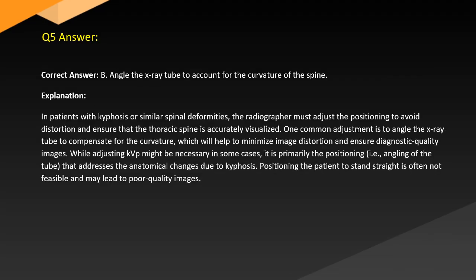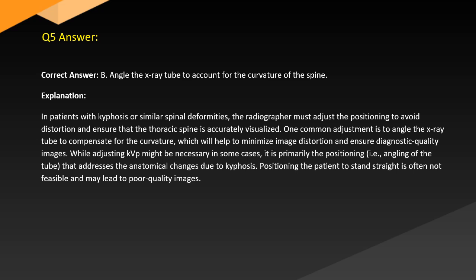Answer. Correct answer: B. Angle the X-ray tube to account for the curvature of the spine. Explanation. In patients with kyphosis or similar spinal deformities, the radiographer must adjust the positioning to avoid distortion and ensure that the thoracic spine is accurately visualized. One common adjustment is to angle the X-ray tube to compensate for the curvature, which will help to minimize image distortion and ensure diagnostic quality images.